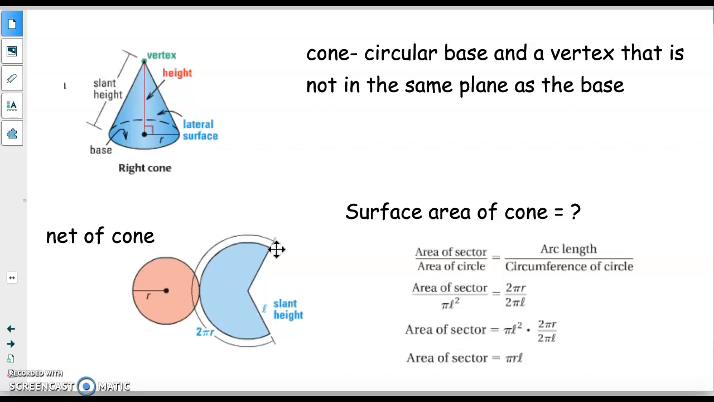So how can we think about the area of this sector? Just like we did when we were finding areas of sectors before, we have to set up a ratio between the area of the sector and the area of the circle, and the arc length and the circumference of the circle. If we go through all of that and solve, ultimately we'll see that the area of the sector is just pi r times the slant height. That's something you're going to want to write down and remember, because it's going to be useful as we go through finding all these surface areas.